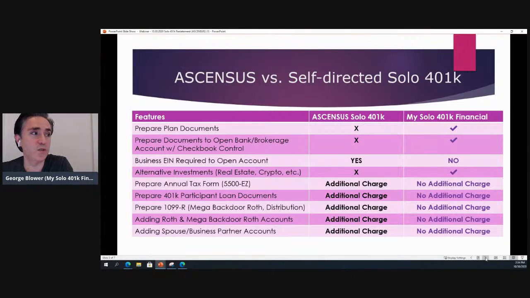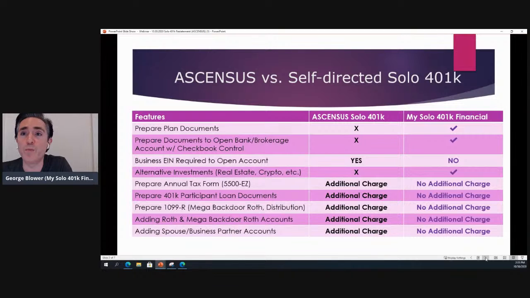The next item here is the fact that ASCENSUS is going to require that you have an EIN number for your business in order to open an account. So a lot of our clients are sole proprietors that are just operating under their Social Security number, and they don't have a separate EIN number for their business. So in that situation, we don't require that type of person or client to get the EIN for their business in order to open an account with us, whereas ASCENSUS is going to require that you go out and do that for your business in order to open an account.